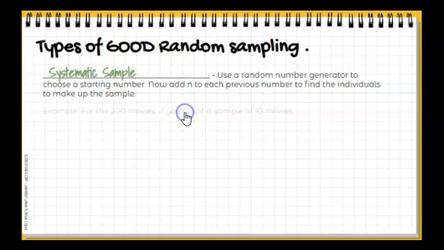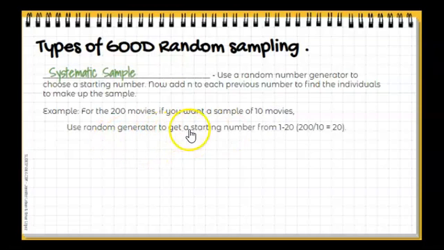It can be a little tricky. So let's look at this. For 200 movies, if I want to sample 10 movies, I'm going to use a random number generator to get a starting number from 1 to 20. Okay, I'm dividing 200 by 10 to give me 20. So I use a random number generator to help me pick my first number. Let's say I got a 16.